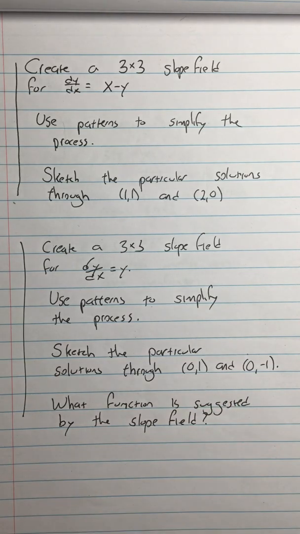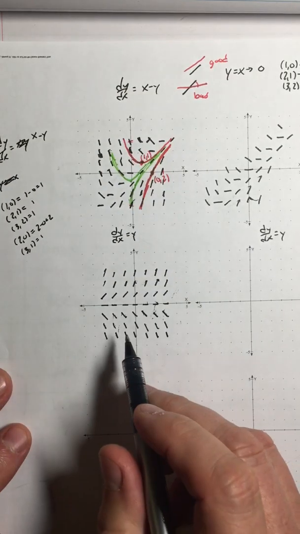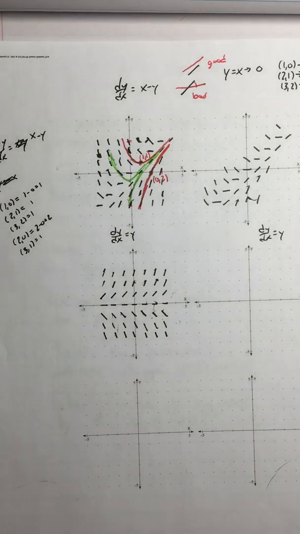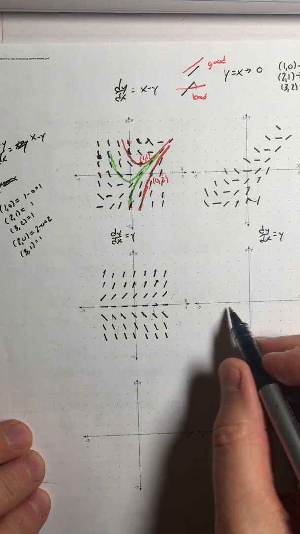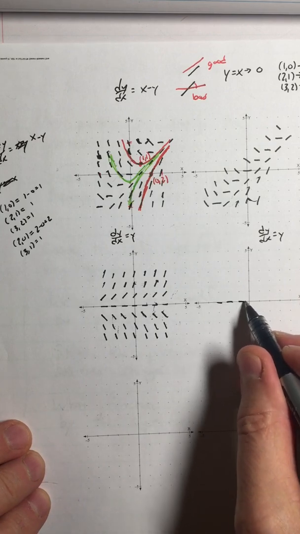All right, what'd you get for that? Should look something like that. What patterns did you notice? If dy/dx just equals y, then whenever y is 0, the slope's going to be 0.